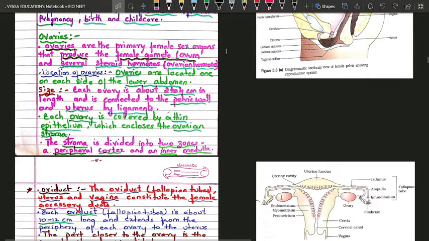The stroma is divided into two zones, a peripheral cortex and the inner medulla. The stroma of the ovary is divided into two: the peripheral cortex, periphery is outside, and the inner medulla.